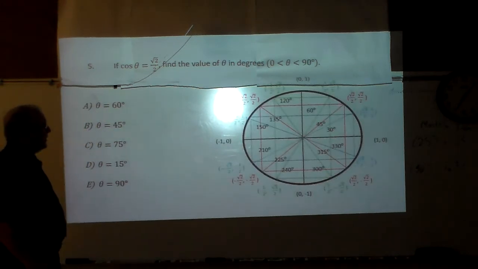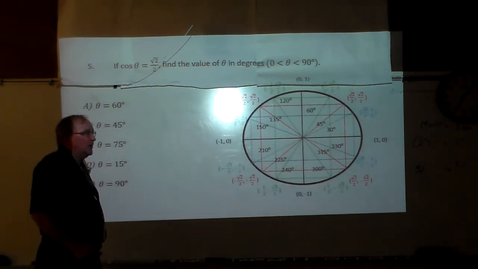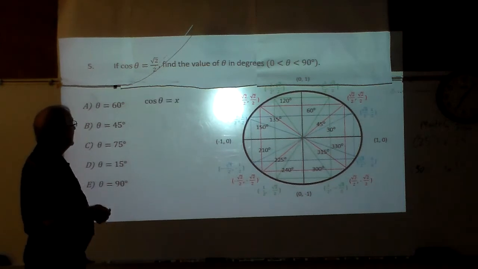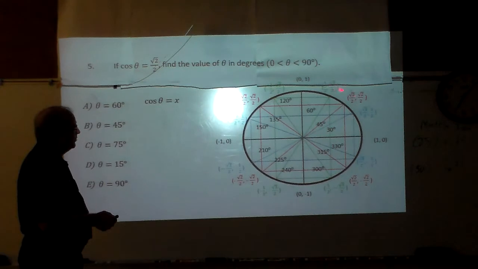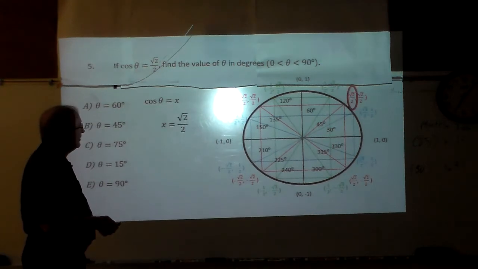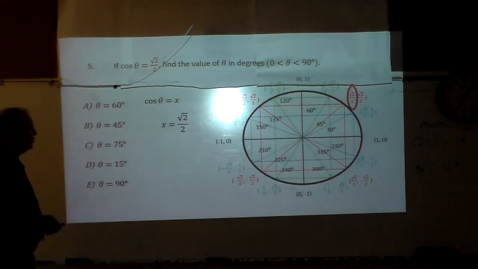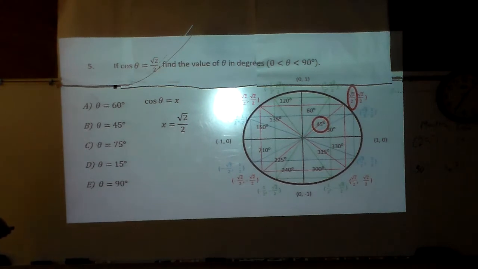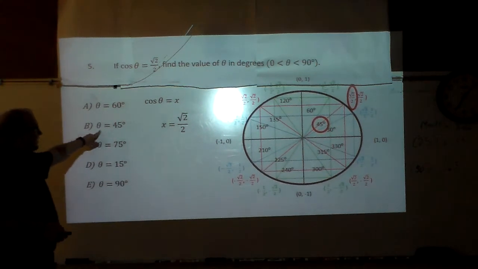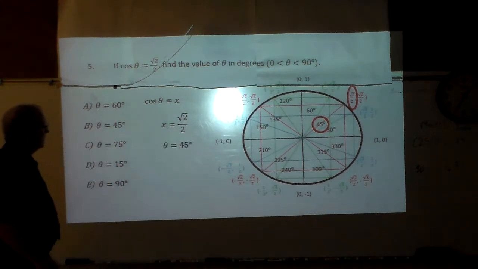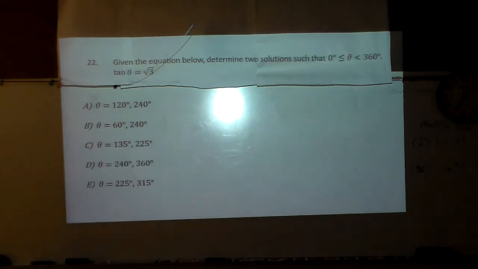However, if you have the unit circle, you think about this here, cosine is the x value. So where is x square root of 2 over 2? Well, it only appears right there at that particular juncture, which is at the what? 45-degree answer. So the answer is 45 degrees. So, okay, let's look at another one here.